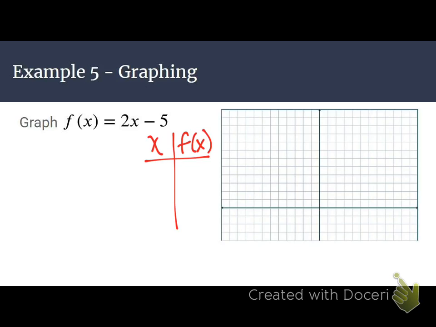We have to decide what we're putting in for x. I'm going to tell you we need at least 3 numbers in for x. 0, 1, 2. Okay. We could use 0, 1, 2. We could use 1, 2, 3. We pick the x's if they don't give them to us. Might as well make it easy on ourselves.